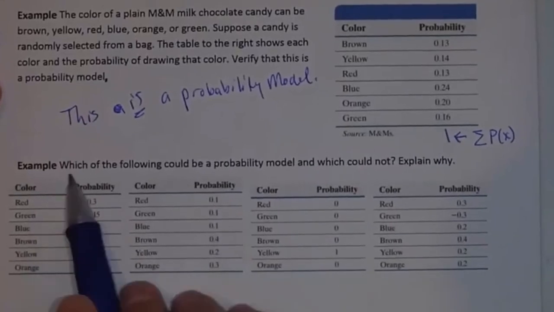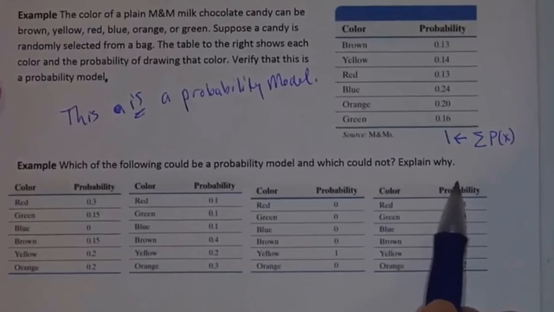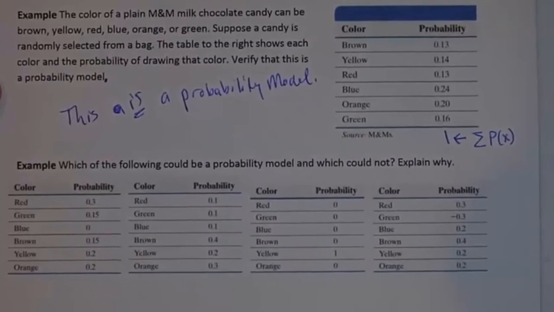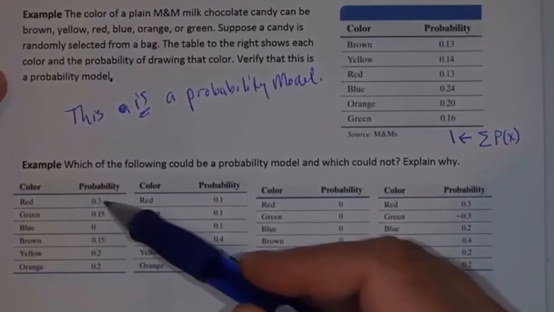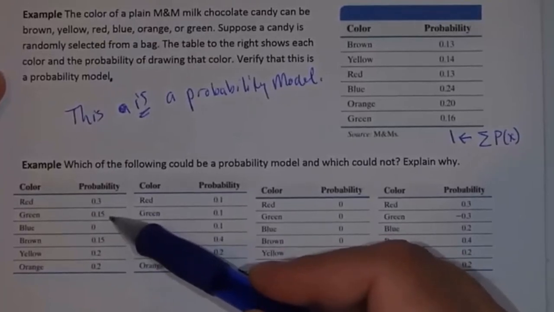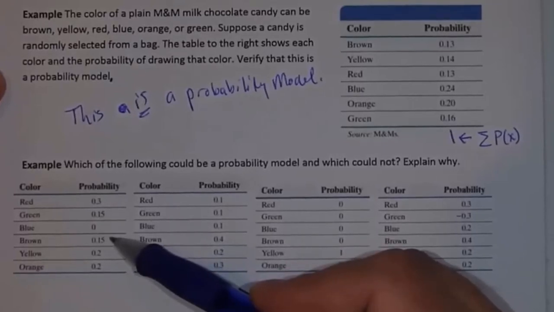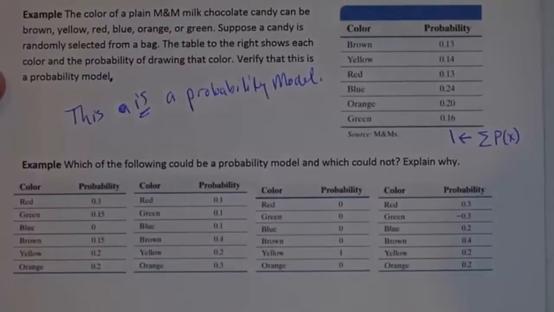So how about this? Which of the following could be a probability model and which could not? Explain why. So I have the same kind of deal. We're talking about colors of candies or something. And we have different values over here. Could this be a probability model? What I'm looking for is, are each of these valid probabilities? Can a probability be 0.3? Yes. 0.15? Yes. 0? Can a probability be 0? Yes. 0.15? Yes. 0.2? Yes. 0.2? Yes. So all of these are valid probabilities.